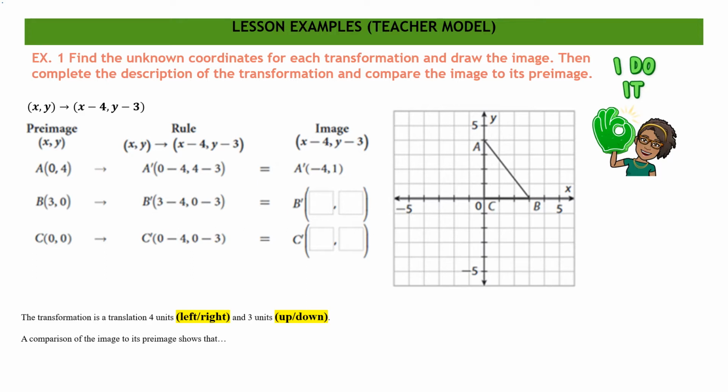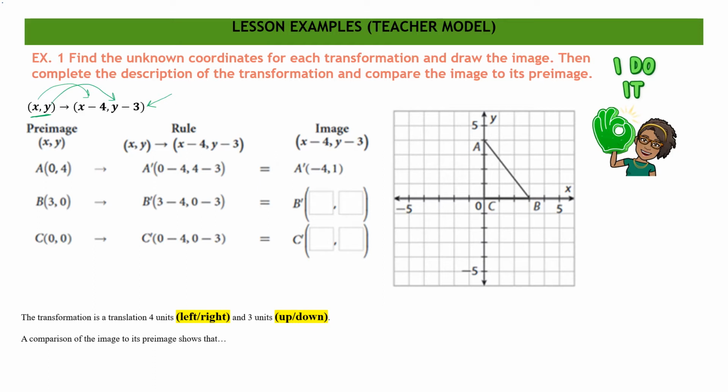So here in the problem I have what we call a transformation rule. Pretty much what it means is that I take these points, X and Y, and plug them into a function rule. Whatever I have for X goes into this rule, and the rule says that X is going to be subtracted by 4. And then Y is plugged into the rule, and it tells me that Y is going to be subtracted by 3.